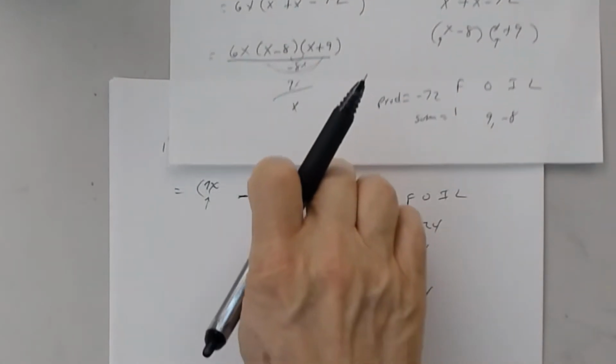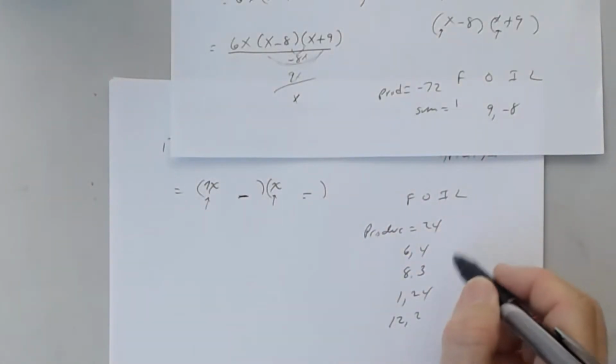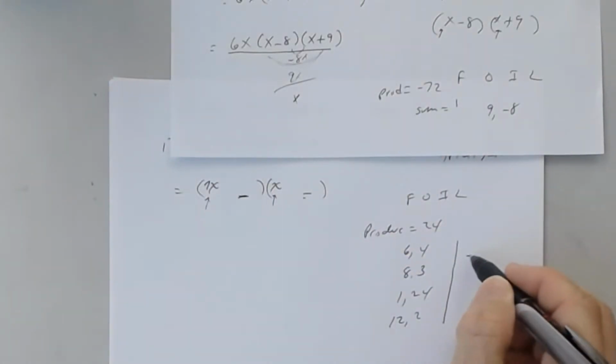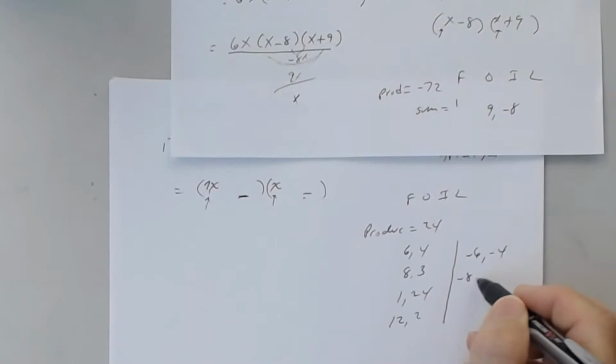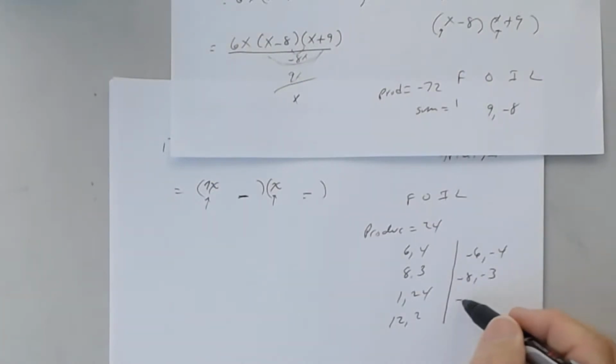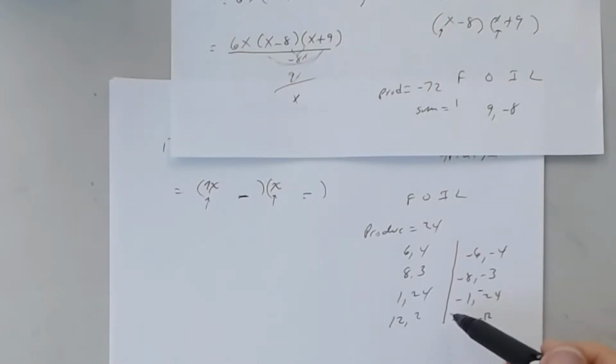All right, now, no one mentioned, though, this. No one mentioned -6, -4. Is that product still positive 24? Yes. No one mentioned -8, -3. No one mentioned -1, -24. And no one mentioned -2, -12. But the products are still positive 24, right? So in some cases, that is going to matter.